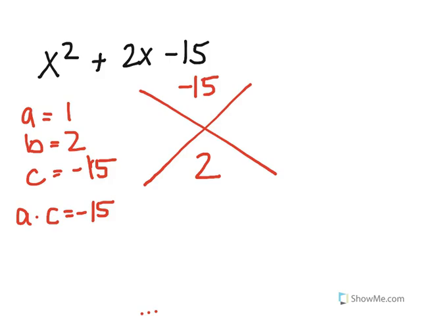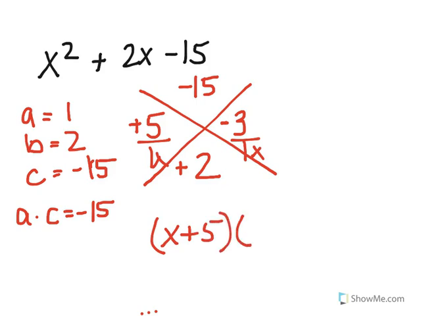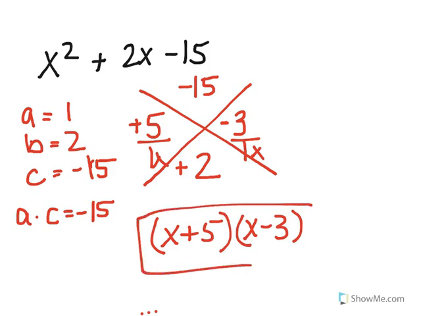Okay, I got us started here, A, B, and C, and let's see here. We're going to have one of these be negative and the other positive, but I know my numbers are going to be 5 and 3. And since 2 is positive, I need more positives than negatives. And there we go. We're going to divide by 1, and that gets the x. So 1x plus 5 times 1x minus 3, and there we are factored.